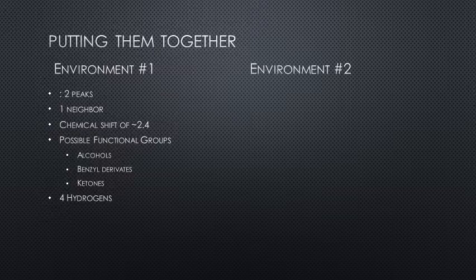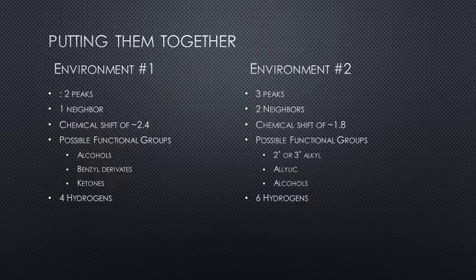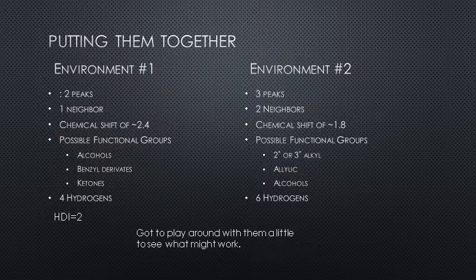Now in our second environment, we have 3 peaks, which using N-1 gives us 2 neighbors. We have a chemical shift of about 1.8. Because of that, our possible functional groups are alkyls, allylics, or alcohols. And then our integration values again gave us 6 hydrogens. And finally, we just have our hydrogen deficiency index of 2. You're going to have to play around with this a little bit to see what might work, but it's generally going to give you a lot of little hints that'll help.